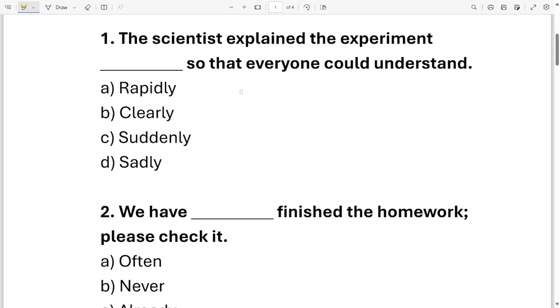Okay, your first question is, the scientist explained the experiment dash so that everyone could understand. So which word should I put in this blank? Options are rapidly, clearly, suddenly, sadly. These are the 4 options. Which word should I put in this blank to complete the sentence? Go through your sentence once again, go through your options once again, and I'm sure you'll be able to find the correct option.